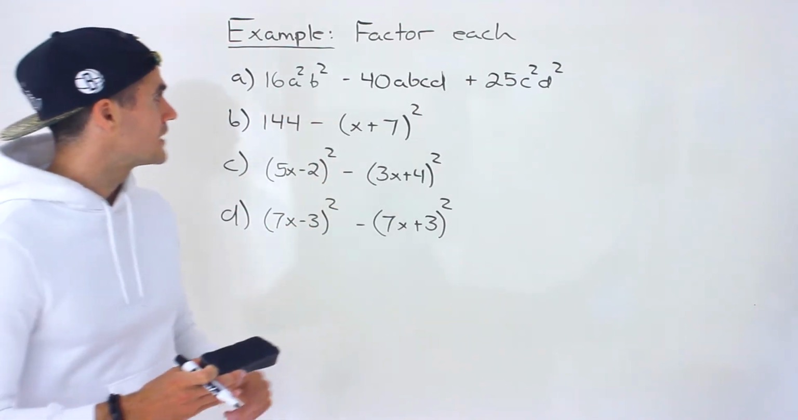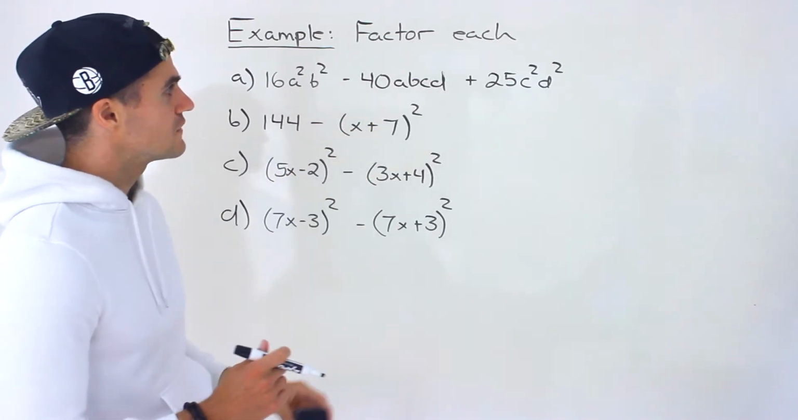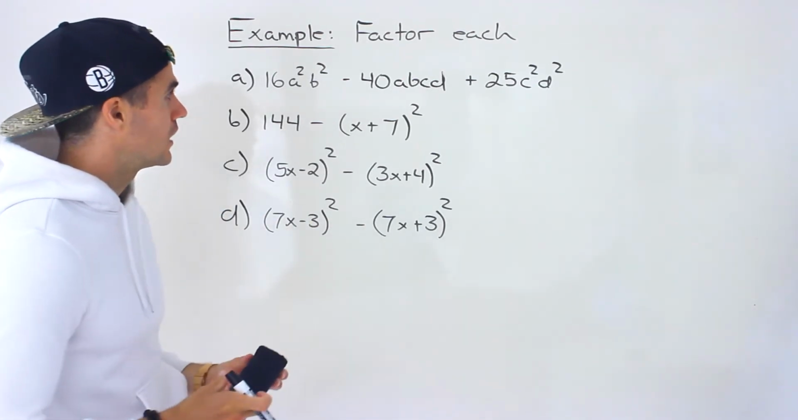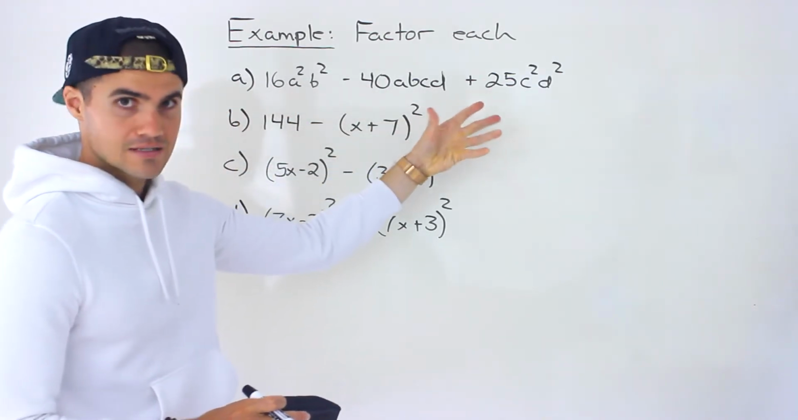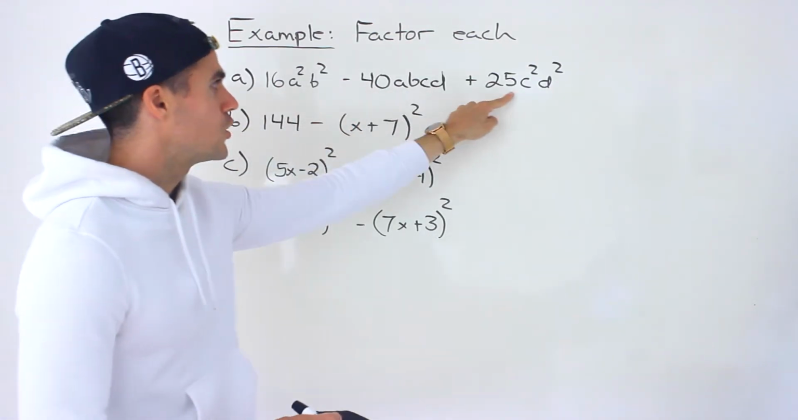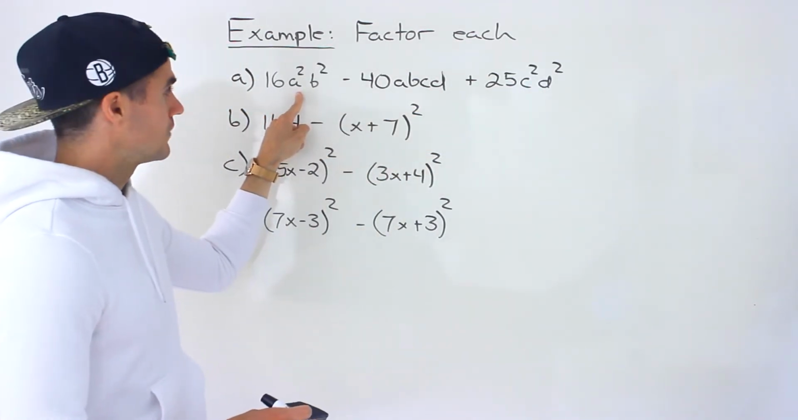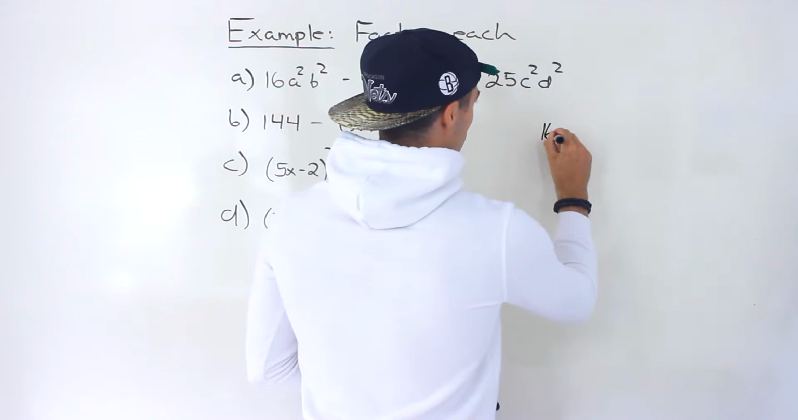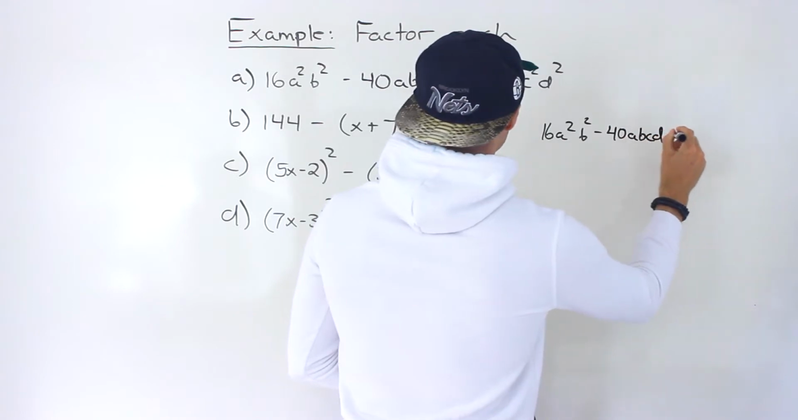So starting with part A, we got 16a²b² minus 40abcd plus 25c²d². So first thing you always check with factoring, can we take out a greatest common factor? And notice that between the 16, the 40, and then the 25, can't take anything out of that. And notice with the variables, there's an ab over here, an ab over here, but there's no ab over here. And then there's a cd, cd, but no cd variable in that first expression. So we can't take out any variables. So unfortunately, we can't take out any greatest common factors to simplify this expression.